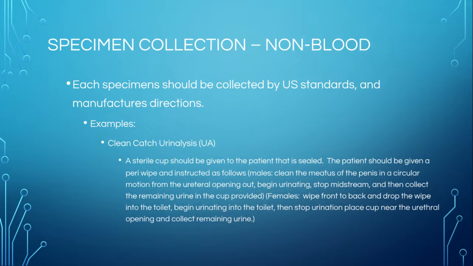For a male, they are going to wipe the meatus, or the opening of the penis. They're going to wipe from the opening of the penis out around the glands of the penis so that it is good and clean. And then they are going to urinate just a little bit, stop urination, and then they're going to collect the rest of that urine in that sterile container. They're going to put the lid on it. They're going to put it in that biohazard container, and they're going to bring that back to you.